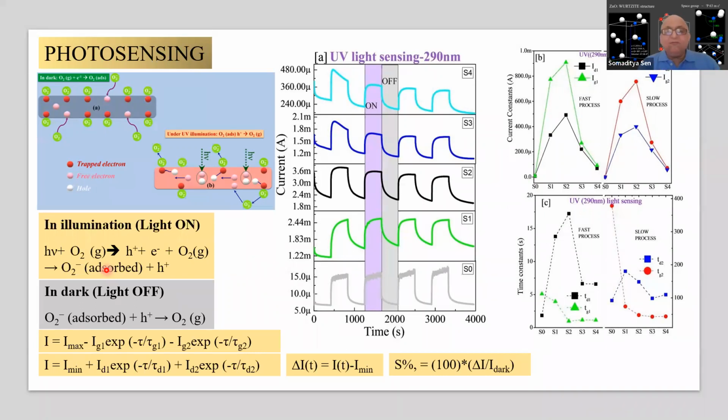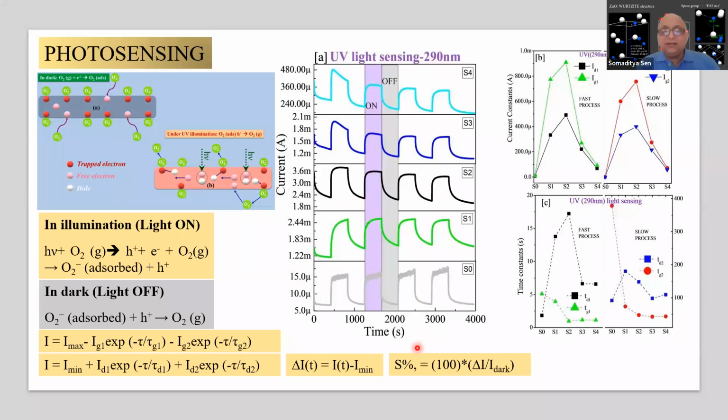Now, when the light is off, the adsorbed oxygen and the hole exchange the charge, and the oxygen gas is liberated. Okay, so when this type of thing happens, the current goes up. In the presence of the light, the current goes up because the electronic transport has taken place. And then what happens? When you turn off the light, then it decays. Now, what we have done, as you can see, there's an exponentially growing current.